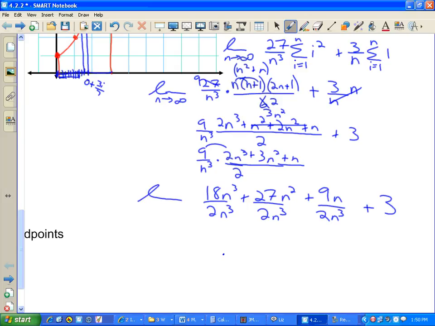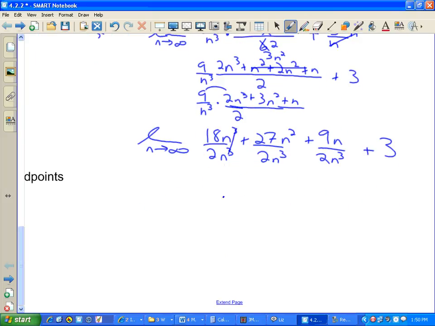I'm still evaluating the limit as n approaches infinity. So I'm going to keep simplifying here. Okay, n cubes will cancel, and this is just 9. Here, I can keep the 27 too, but 2 of these n's will cancel and leave just 1 on the bottom. Here, this n will cancel and make this a squared. Now I can evaluate my limit.